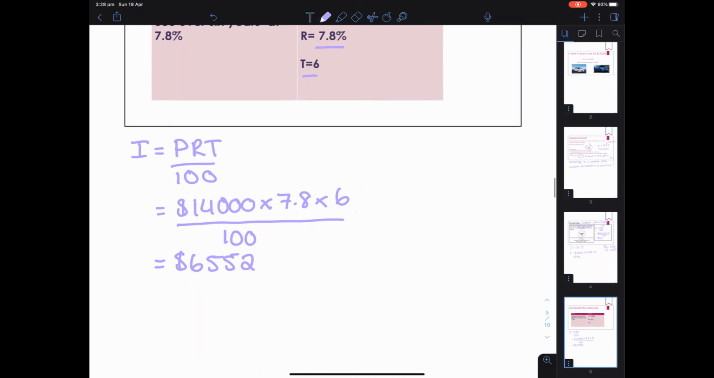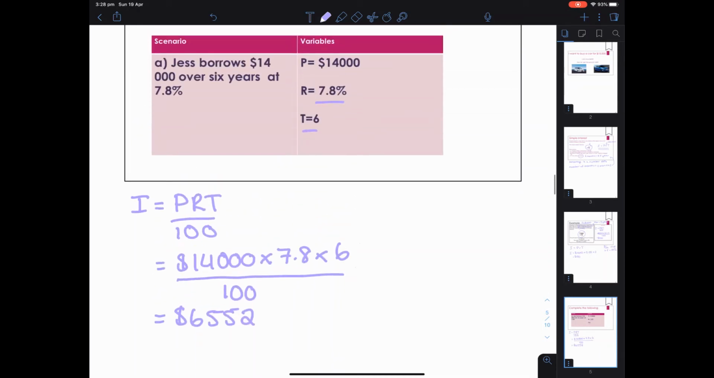If we do it the other way, let's scroll up and do it over here. I equals PRT, where our rate is now a decimal. So our principal is going to stay the same at 14,000. We're going to times that by our decimal. So 7.8 needs to be divided by 100. So 7.8 divided by 100 is going to give us 0.078. So that's what we're going to chuck here.